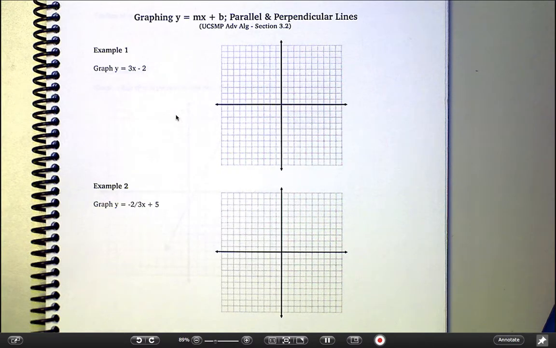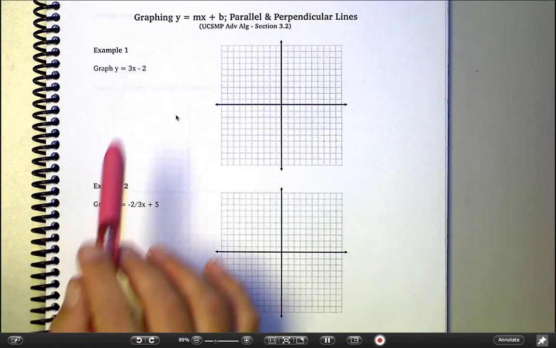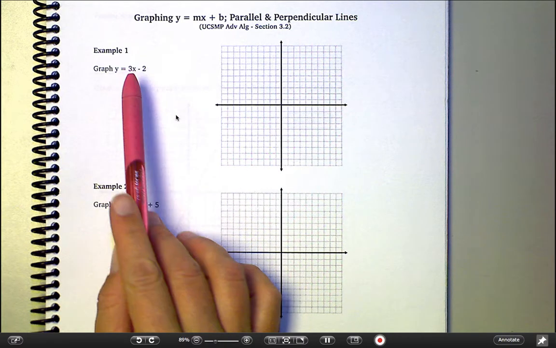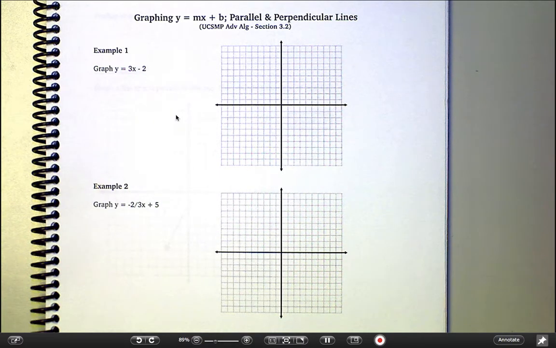Hi everyone. So today we're looking at graphing these equations that we talked about yesterday. Yesterday we talked about linear equations in slope-intercept form. Today we're going to remember how to graph these. And I say remember because I'm pretty sure that you guys have learned this before, like probably 8th grade. So I'm going to probably go very quickly through these first two examples.